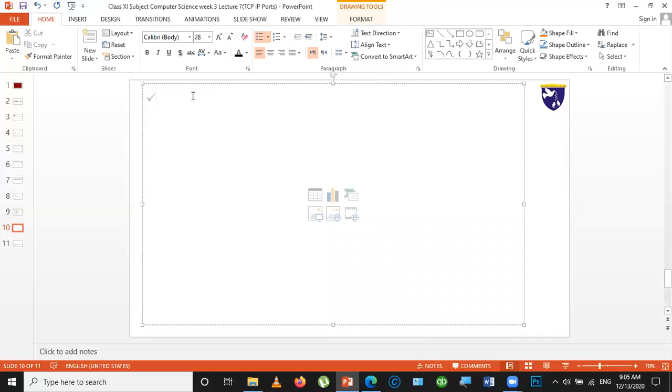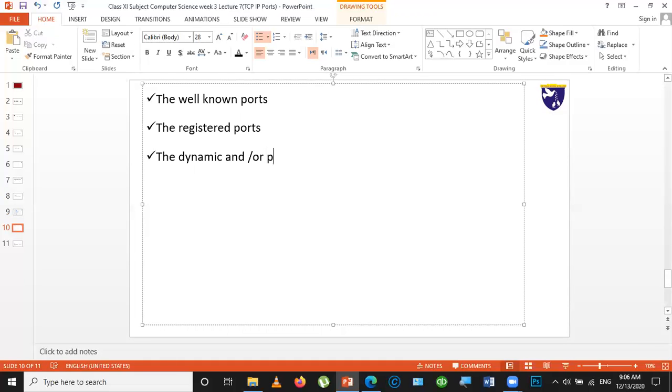So we can classify ports into three categories. Number one is the well-known ports. The second one is the registered ports, and the third one is the dynamic or private ports.